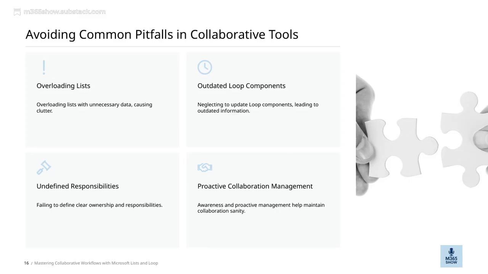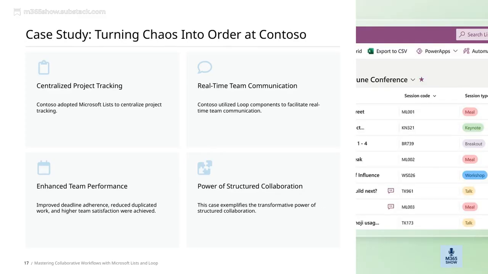By being proactive in managing these aspects, we can keep our collaborative workflows smooth and efficient, making the most of Microsoft Lists and Loop. Let's take a closer look at this case study, turning chaos into order at Contoso. Here, we see how mastering collaborative workflows can truly transform a team's productivity. The key idea is the power of structured collaboration, creating a clear, organized way for teams to work together effectively.